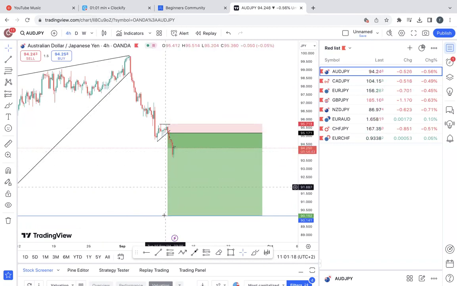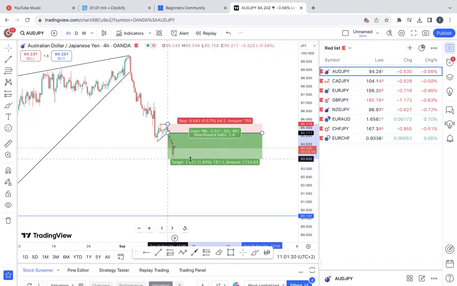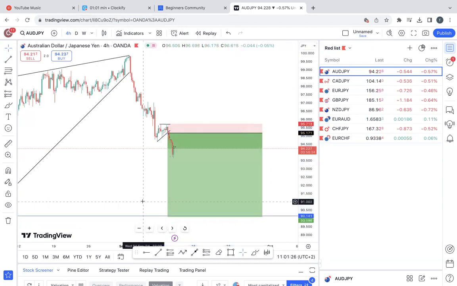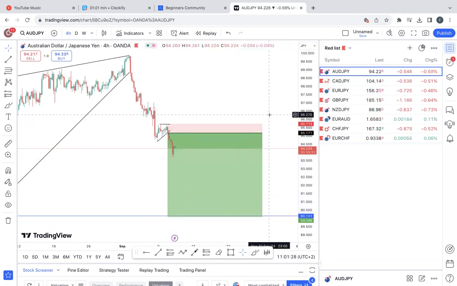And currently we're running in some nice profits. The maximum was nearly 3%, but at the moment it's 1.73% running. And we moved our stop loss to break even. So we're currently risk-free on this setup.